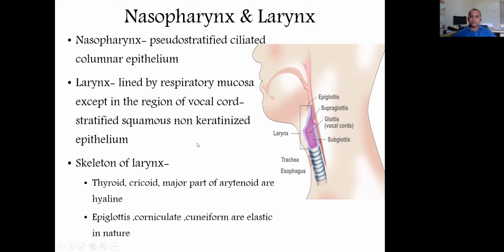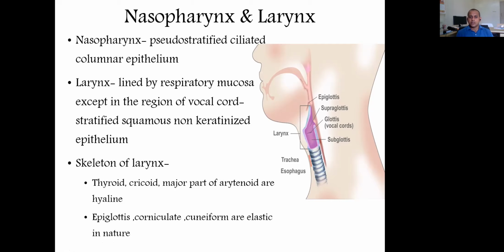Okay, let us move ahead with the next part. One more part which is not a respiratory mucosa, that's the vocal cord. Now, the vocal cords, during phonation, touch and move apart. So there is constant wear and tear because of the sound production, right? So again, this region is stratified squamous non-keratinized epithelium.